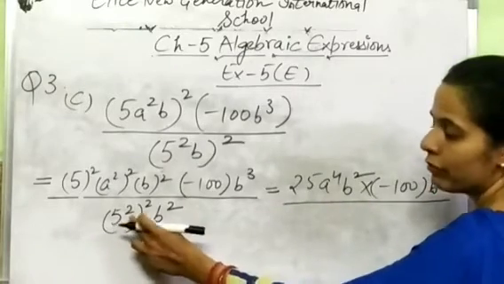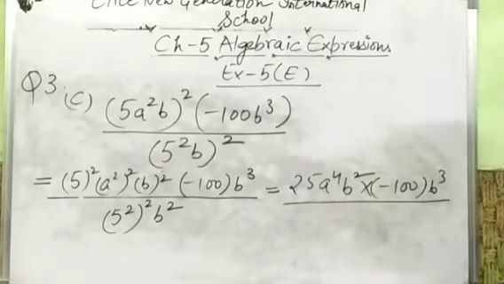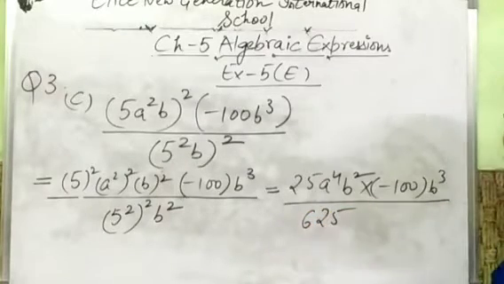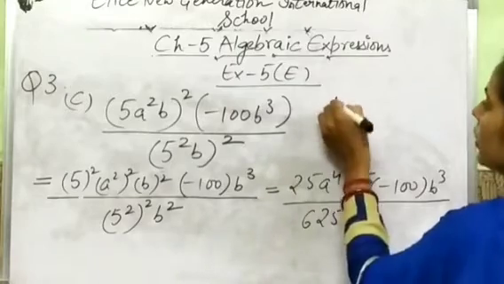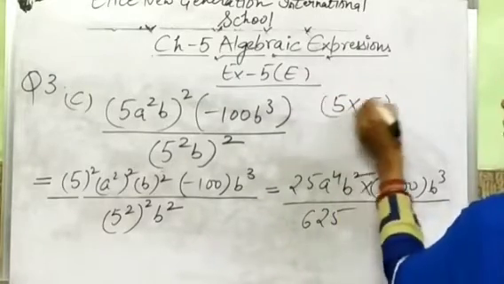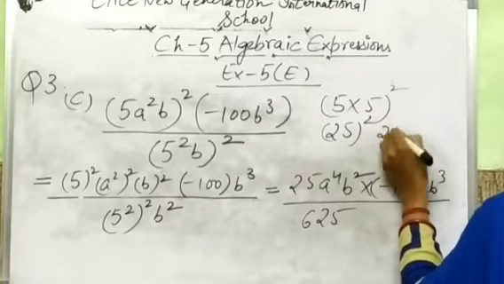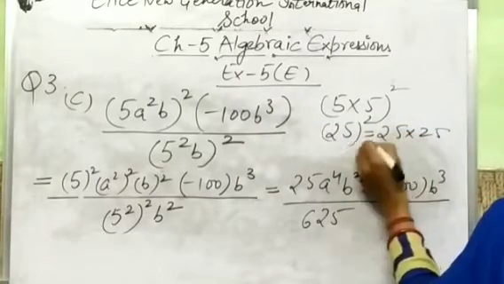Denominator value: 5 5s are 25, and 25 to the power 2, which is 625. Okay, 5 to the power 2, 5 into 5 whole power 2, it means 25. 25 to the power 2 means 25 into 25, which is 625.